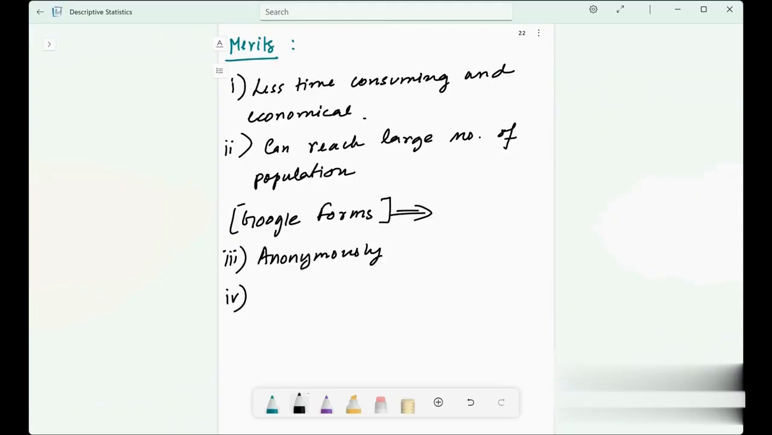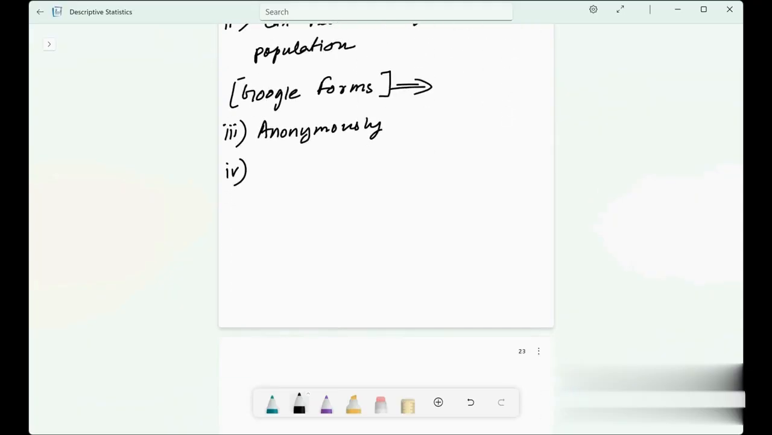People may not provide their names. Okay. And number 4 is no interviewer biasness is present in this form of data collection.